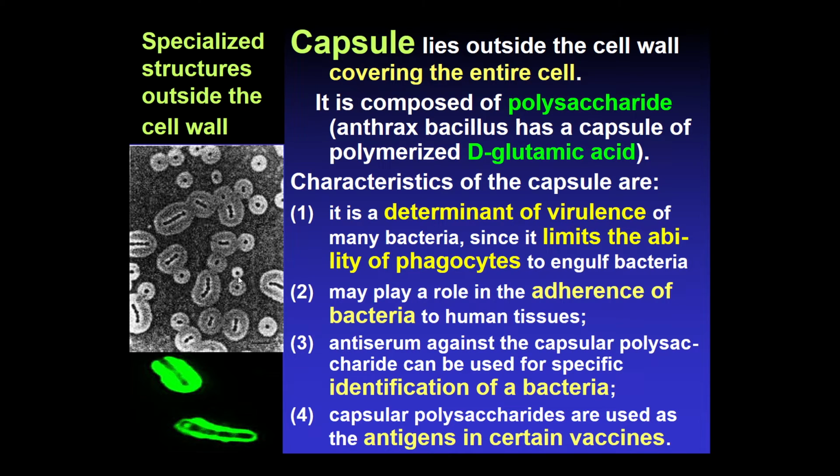Then usually the capsules are immunogenic, so they may evoke the immune response against capsule antigen. So then the antibodies against the particular capsule antigens can be used in identification of bacteria. Moreover, some capsules may act as the antigens used in vaccination. For example, vaccination against staphylococcus, against streptococci, and some other cocci.